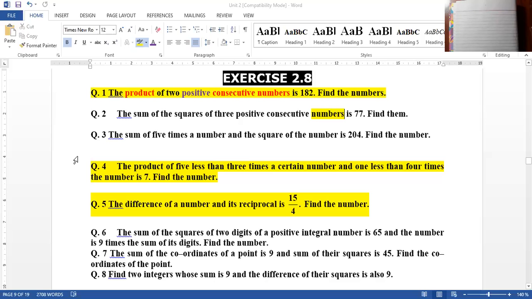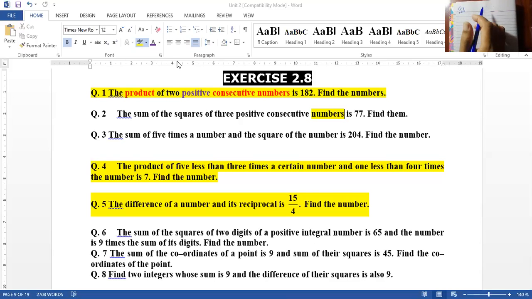Question number 4, we will be solving question number 4. A hint about question number 3 is this: the sum of 5 times a number and the square of the number is 204. I will not completely solve question number 3 for you; rather, we will form the equation and I will leave it up to you to solve it. I want to help you so that you can see the statement and then we can work it out.